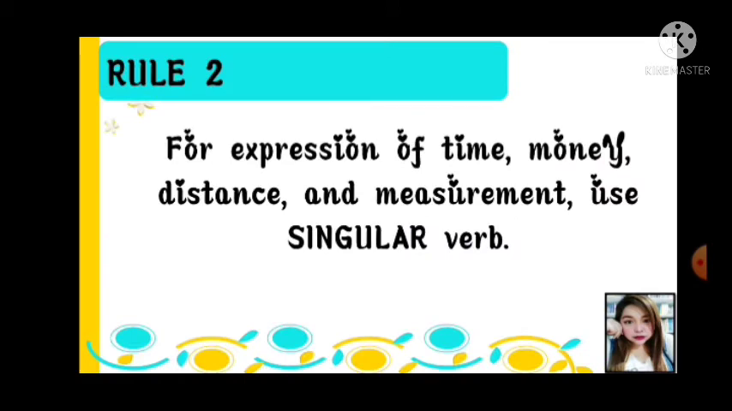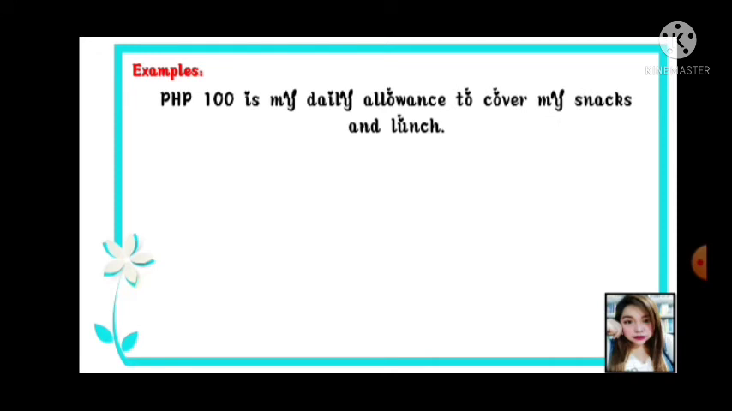Rule number 2. For expressions of time, money, distance, and measurement, you should always use a singular verb. Examples. 100 pesos is my daily allowance to cover my snacks and lunch. So "is" is singular in form no matter what the denomination of the money, even if it is in millions, you should always use a singular form of the verb.